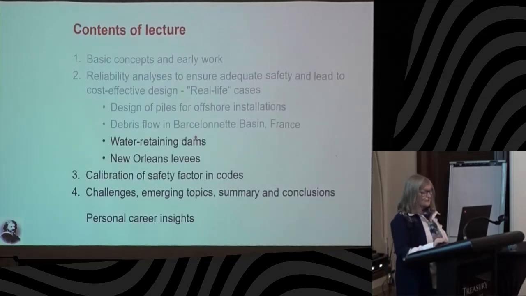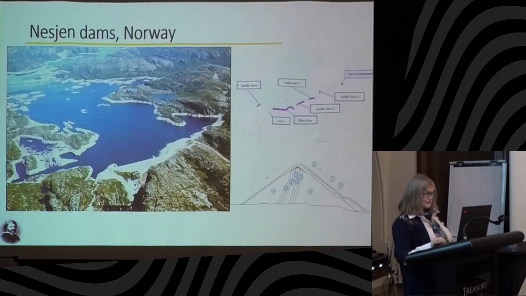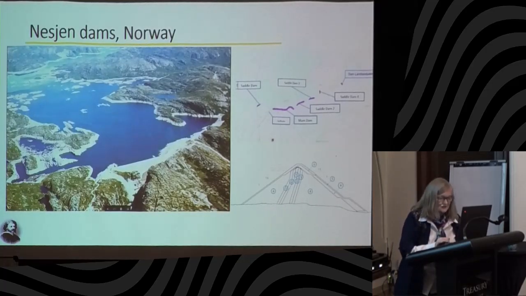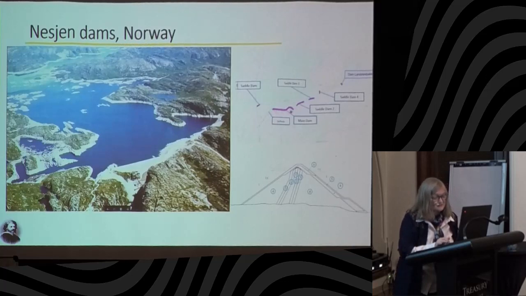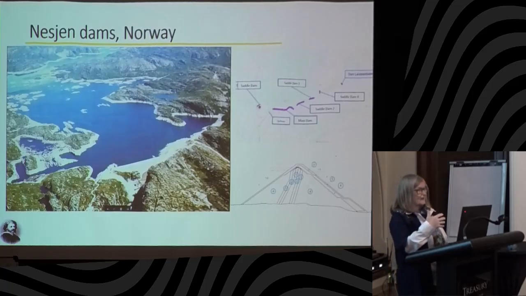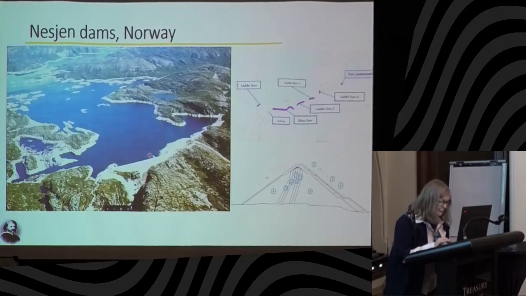The third case study is a water retaining dam. And again, I try to make it short. It's a series of dams in Norway, Neshamn. The main dam is here, but it has 6 saddle dams, other smaller dams, to either act as spillway or to provide some retainment and such. It's a zoned embankment dam. The big dam is here, and then the smaller dams are here.